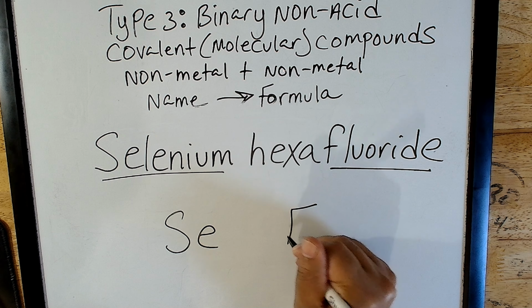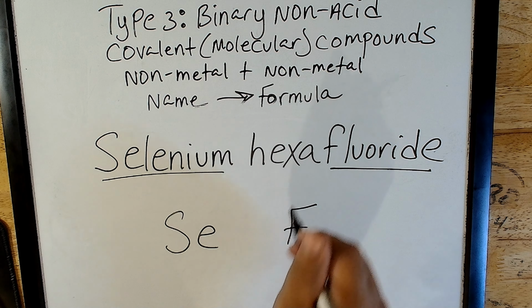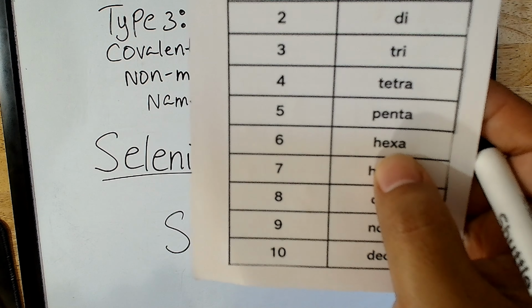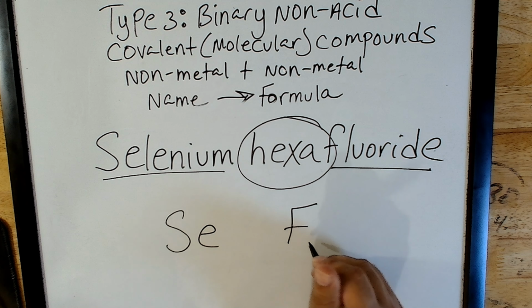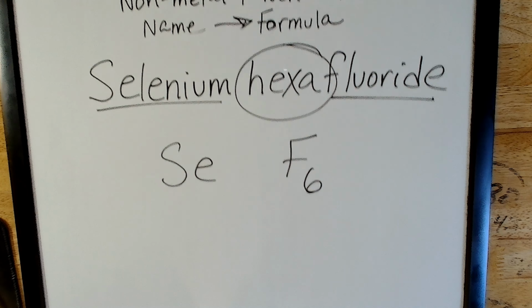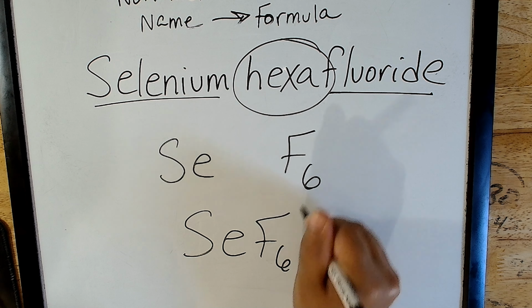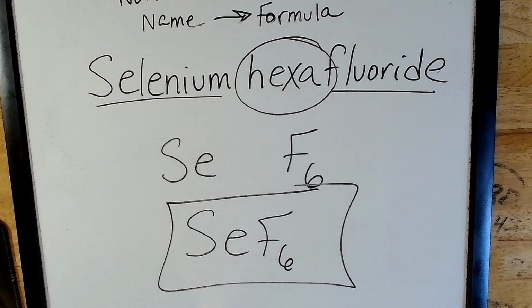Se, and then I'm going to write an F. I see the prefix hexa, and according to our chart, hexa represents the number 6. I combine everything, and this is going to be my chemical formula.